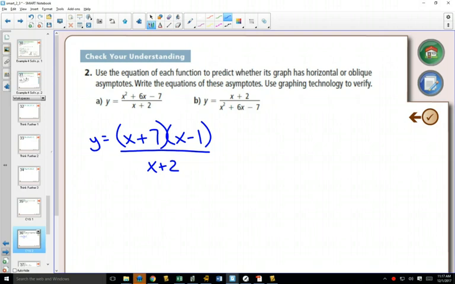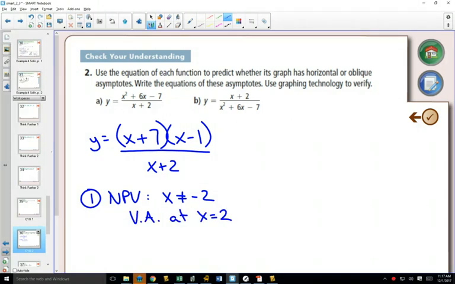I have 1 non-permissible value. And we'll summarize this later as we add all the characteristics, if we had to do it all at once, what you would do first, what you would do second. We have a non-permissible value. X can't equal negative 2. And that is going to be a vertical asymptote. So we will have a vertical asymptote at x equals negative 2.